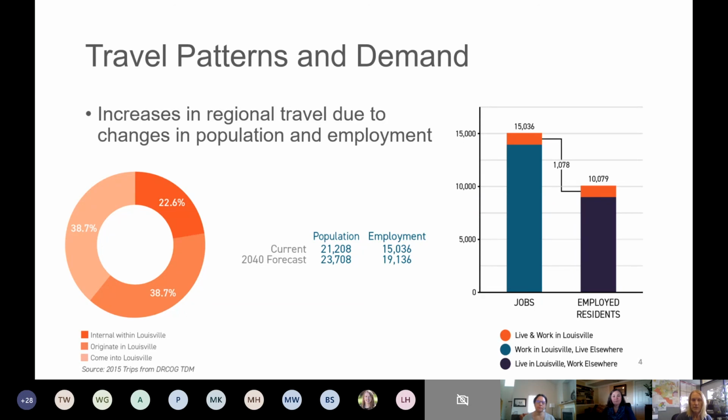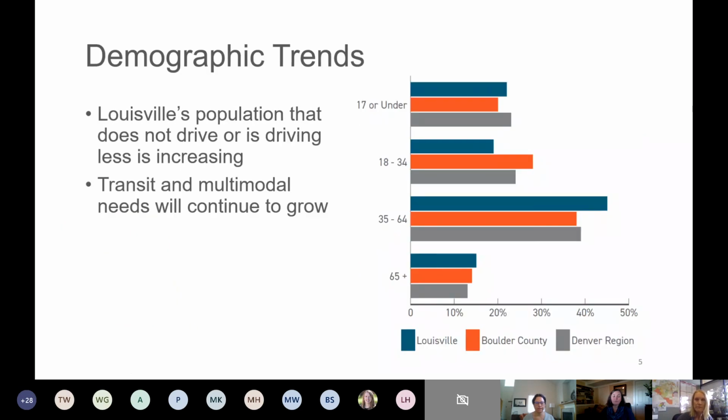As with many other communities, most of the Louisville residents do not work and live in Louisville; they work outside of the community. And likewise, most of the people who work here in Louisville are coming in from other communities. This reinforces the commuter issues that many of us have in our region and the importance of our regional efforts around transportation and working collaboratively with our neighboring jurisdictions and our regional partners around transportation issues.